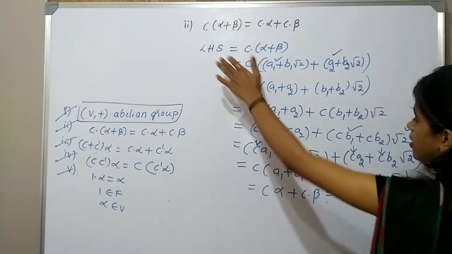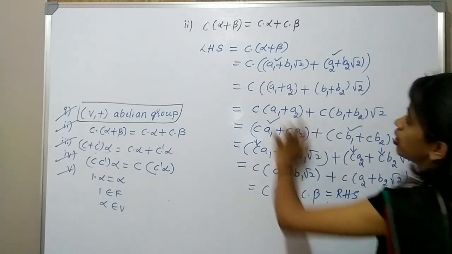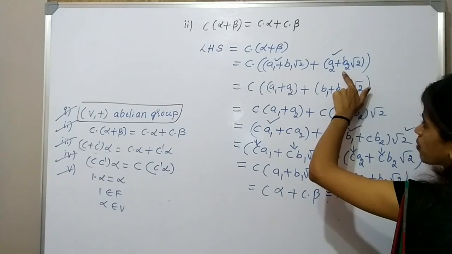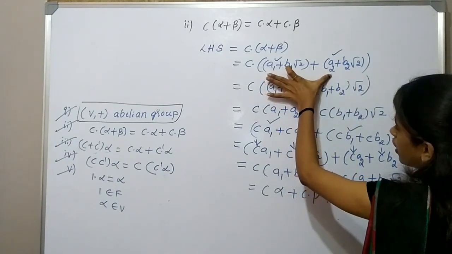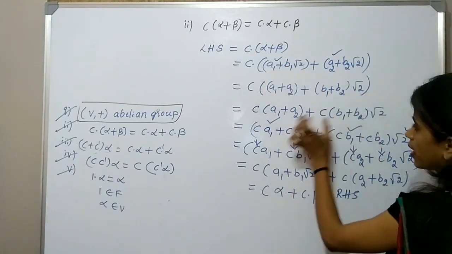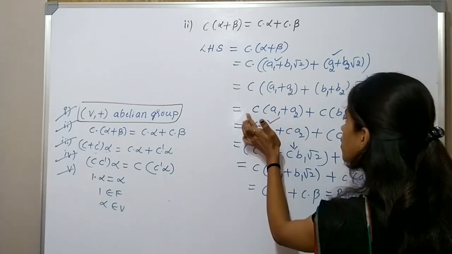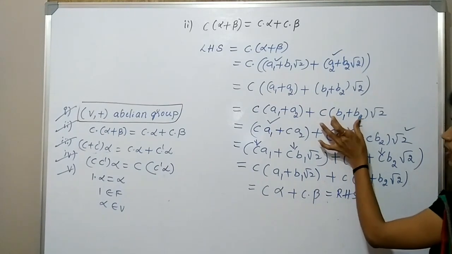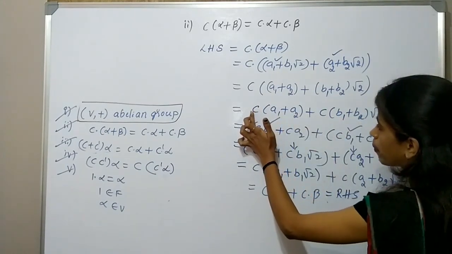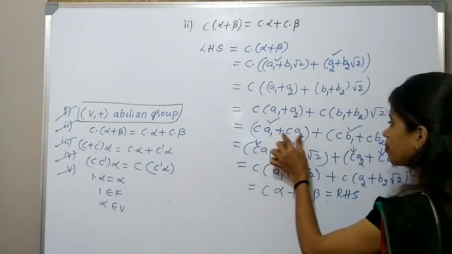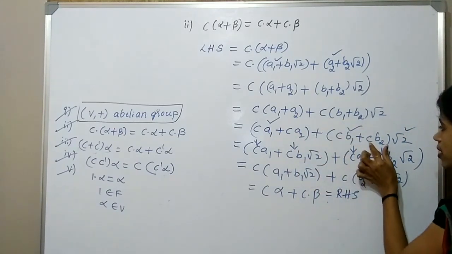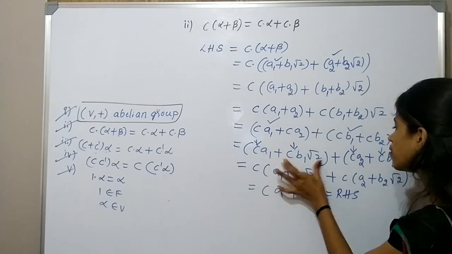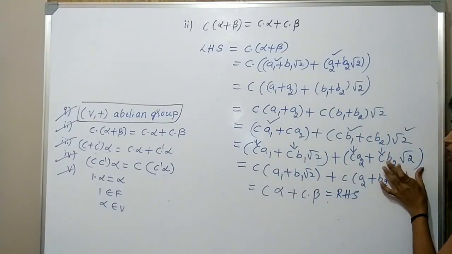I am taking LHS and I obtain RHS. So first take in place of alpha, a1 plus b1 root 2, in place of beta, a2 plus b2 root 2. First take a1 and a2 one side and b1, b2 other side. So c, and then multiply c within the bracket, c into a1 plus a2 plus c into b1 plus b2 root 2. Now multiply c within the bracket, ca1 plus ca2 plus cb1 plus cb2 into root 2. Now I am choosing ca1, cb1 one side and ca2, cb2 one side.